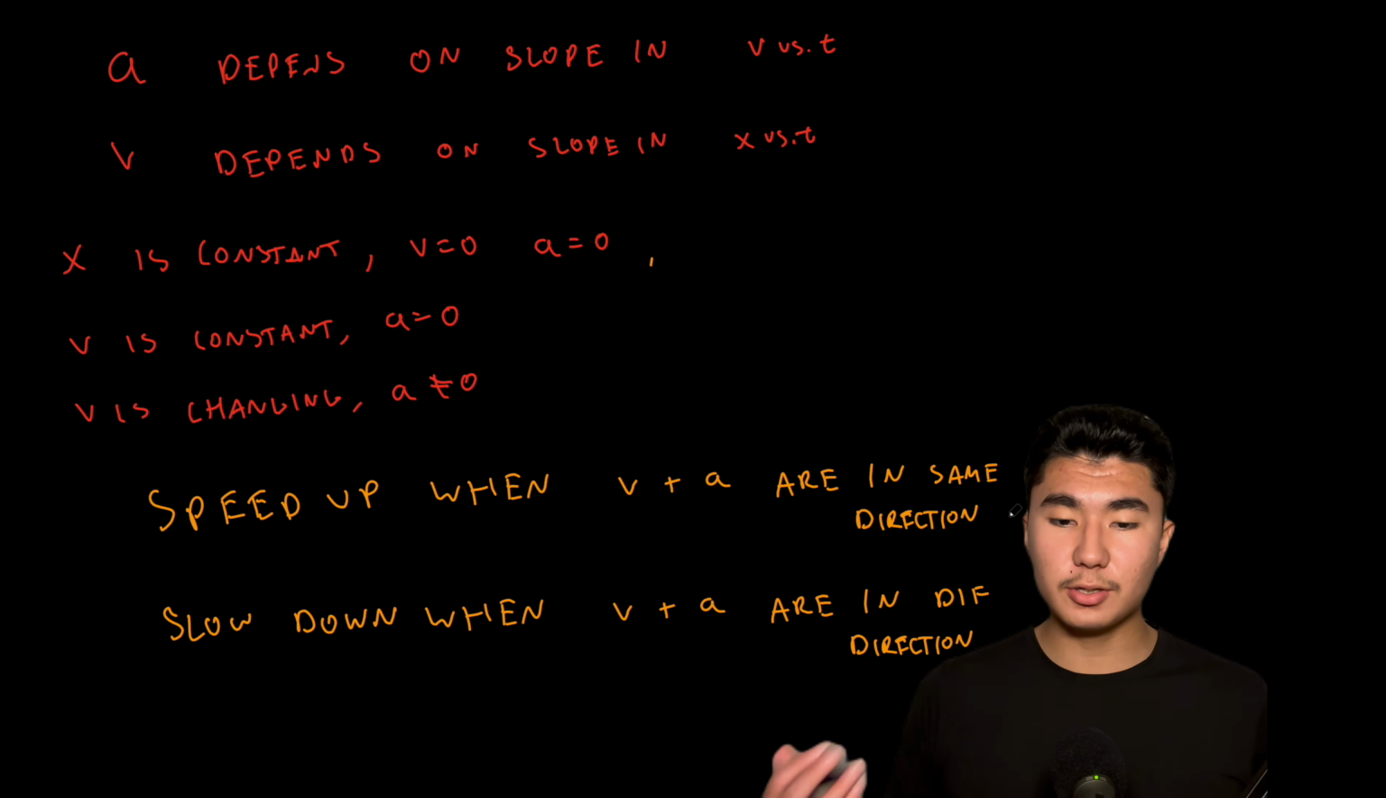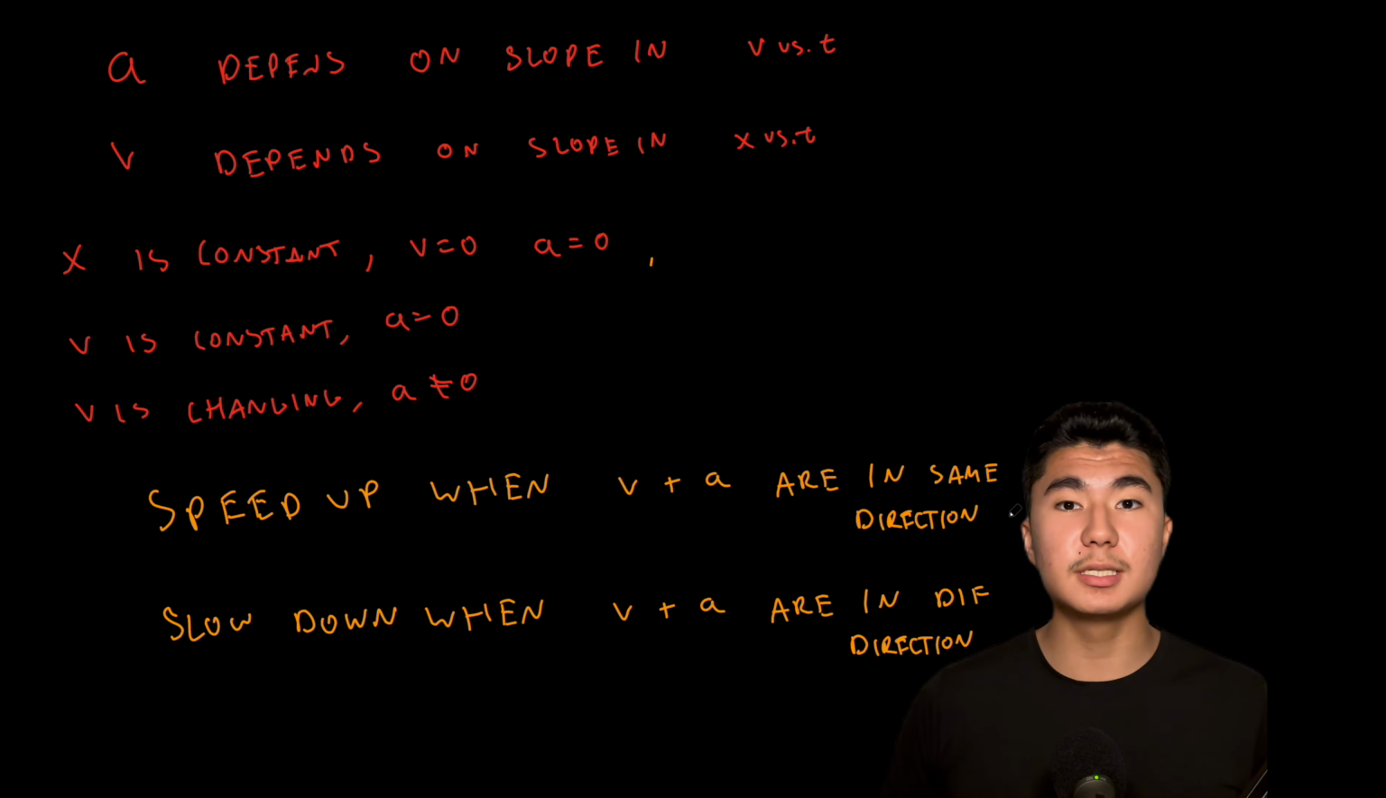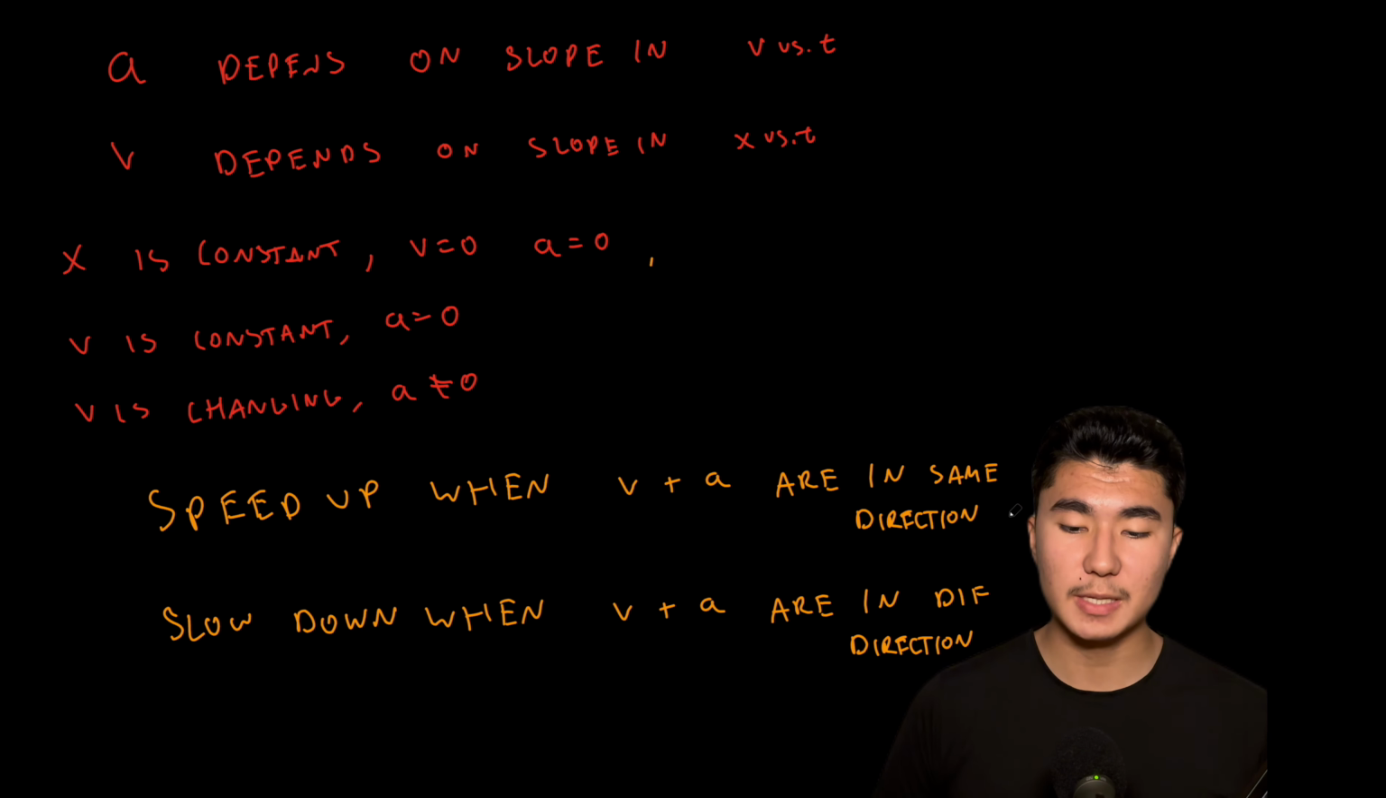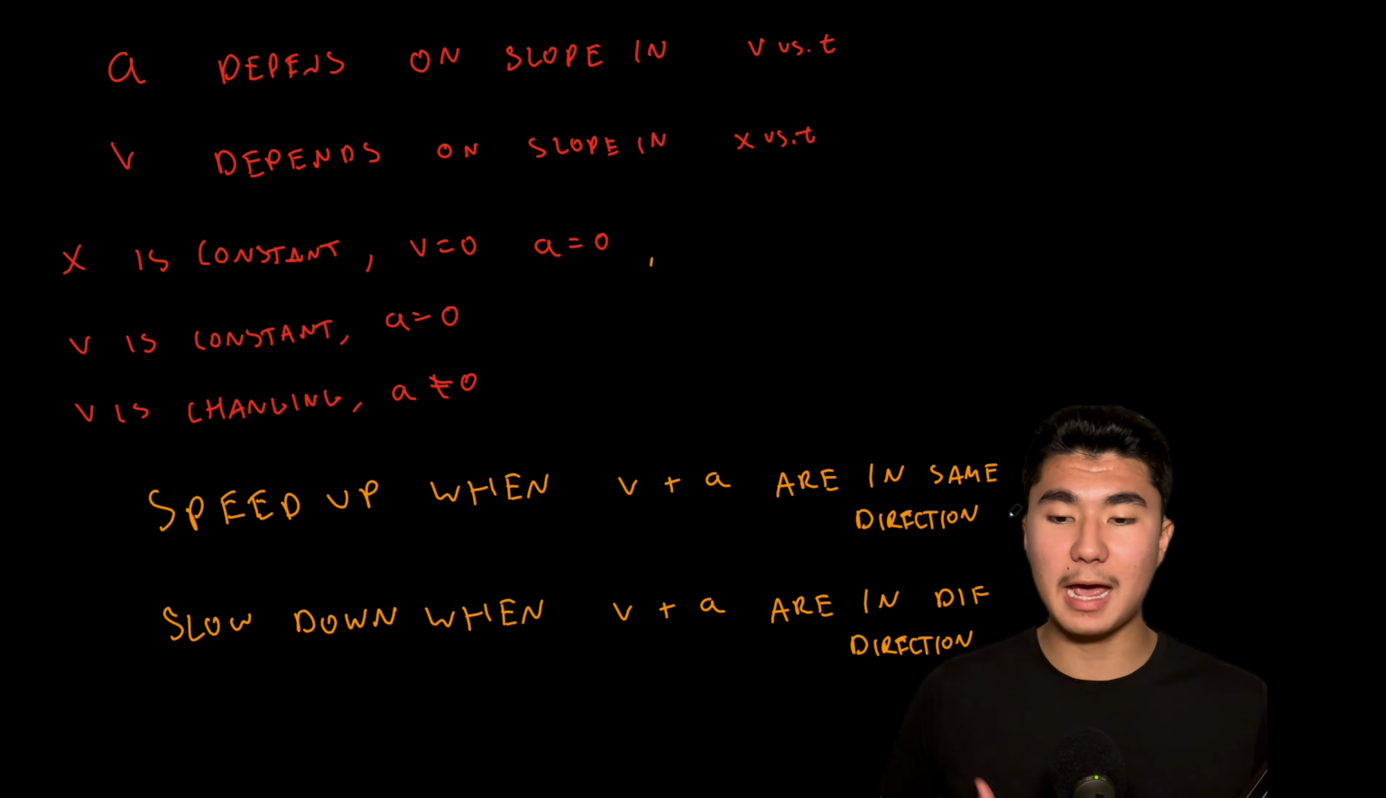So when you understand these points right here, then it becomes very easy to interpret these motion time graphs. So hopefully that helped you guys understand how to navigate through these motion time graphs and how to create them.